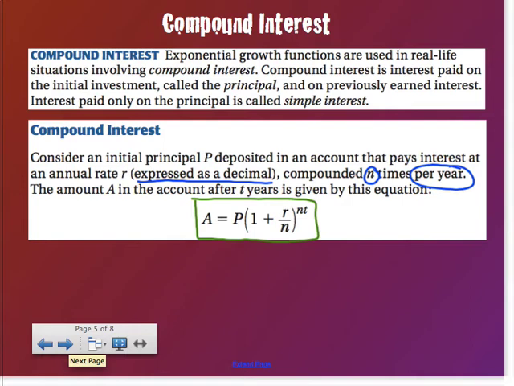First, A is going to be the amount after T years. P, just like the previous problem, is going to be your initial amount, but now we've changed it to what we call the principal, and I'll also put initial amount in there. What are you starting with? What are you putting in your bank account to start? There's your initial amount.